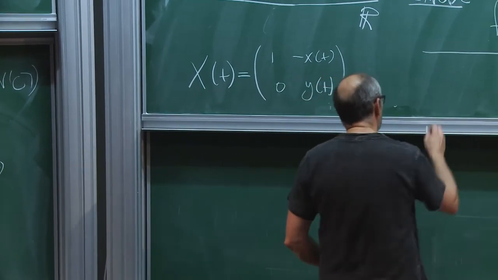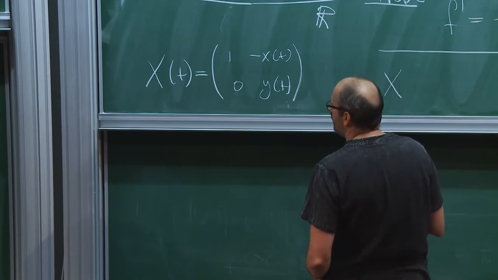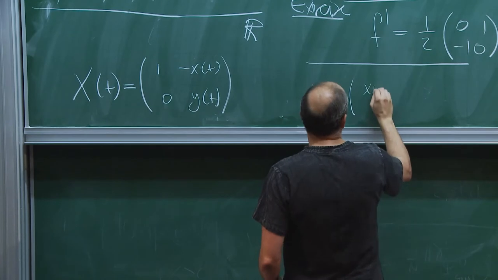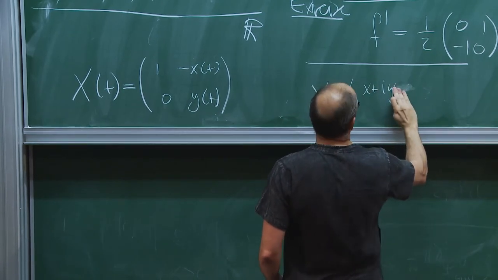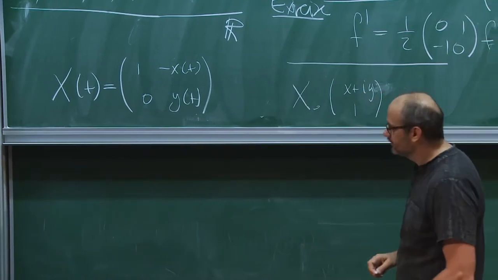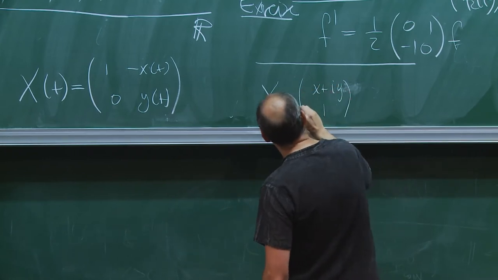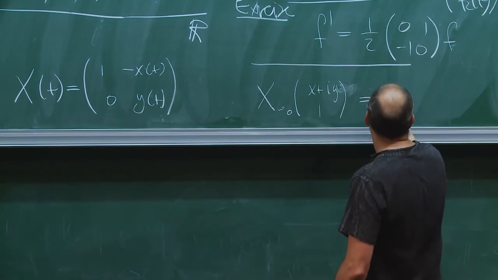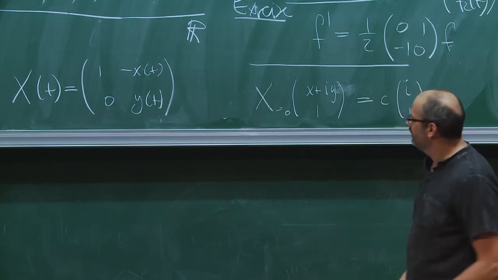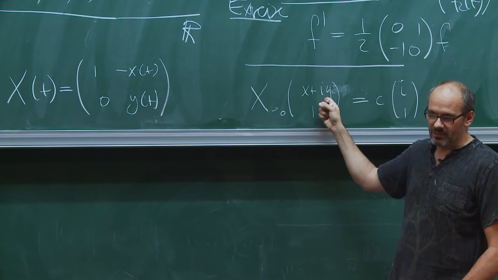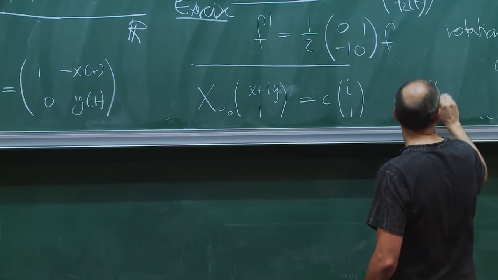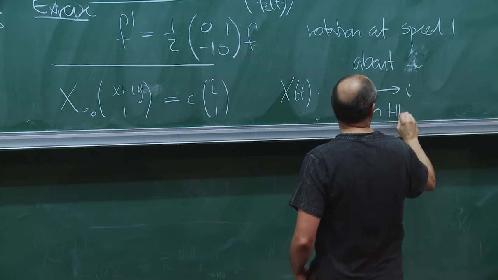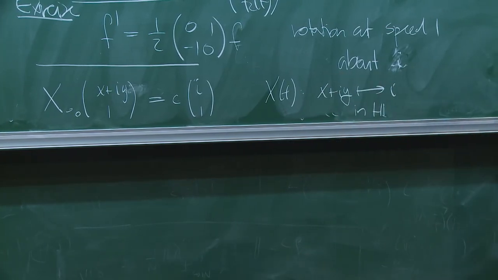This has the property that if you think of this as a Möbius transformation and apply it to the point x plus i y, I suppress the t, this vector, then you get, let me put a dot here, so that this is matrix multiplication, but it also corresponds to the hyperbolic action, some constant times (i, 1). So it takes the point x plus i y to the point i in H, as an action on the hyperbolic plane.